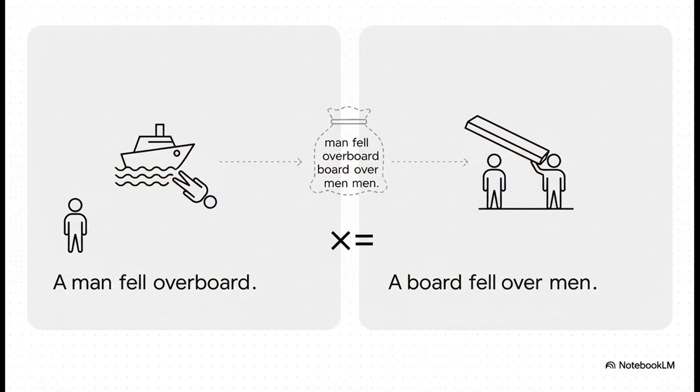A man fell overboard versus a board fell over men. These two sentences use the exact same words. A bag of words model would think they're identical, but they mean completely different and pretty dramatic things. So yeah, word order isn't just a nice to have, it's absolutely critical.